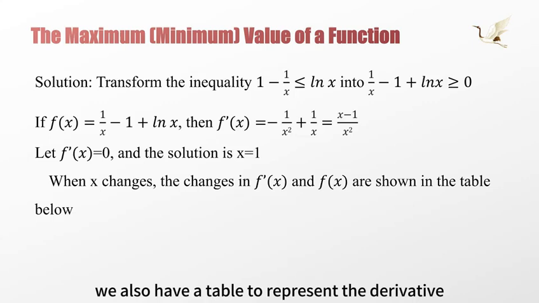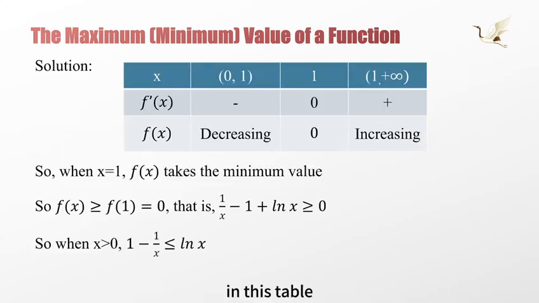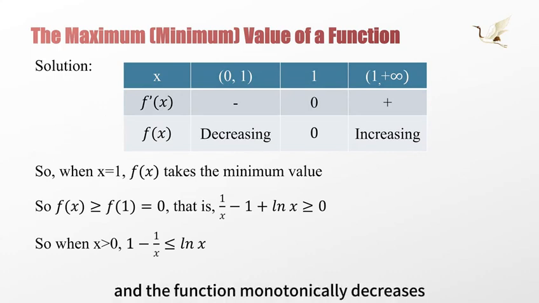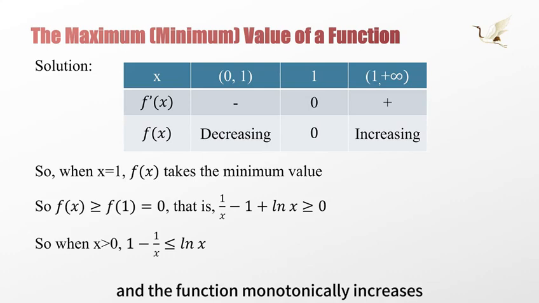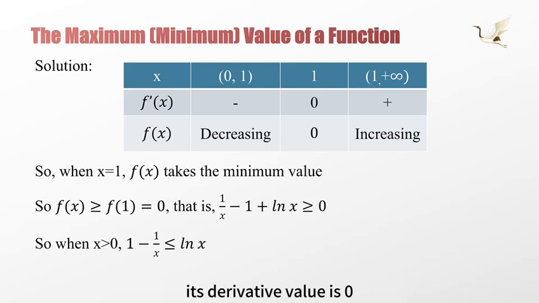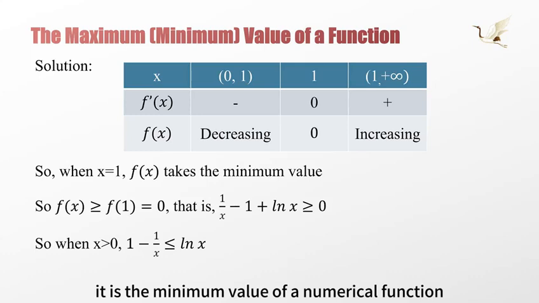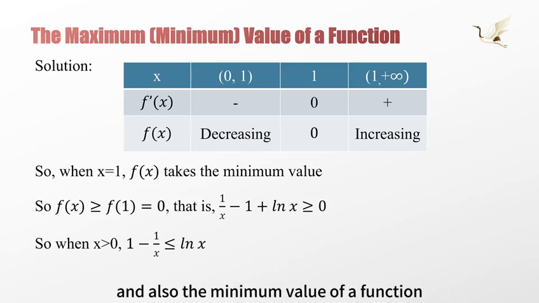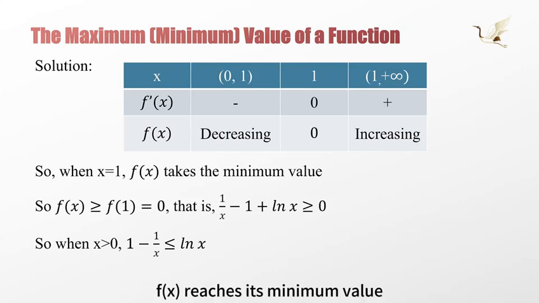We also have a table to represent the derivative function and its changes when x changes. In this table, when x is in the interval of 0 to 1, the derivative is negative and the function monotonically decreases. When x belongs to 1 to positive infinity, the derivative is positive and the function monotonically increases. When x is equal to 1, its derivative value is 0, and f(1) can be calculated to be 0 as well. It is the minimum value of the function. Therefore, we can conclude that when x equals 1, f(x) reaches its minimum value.